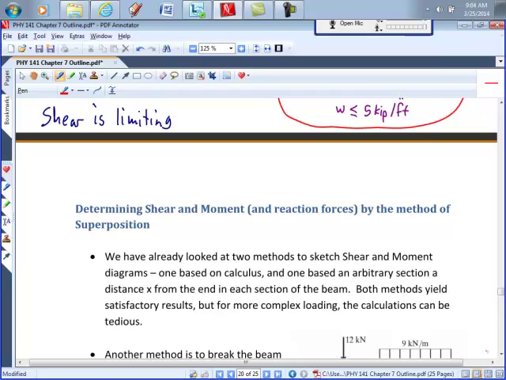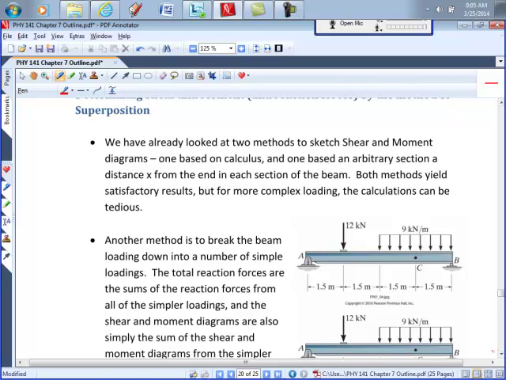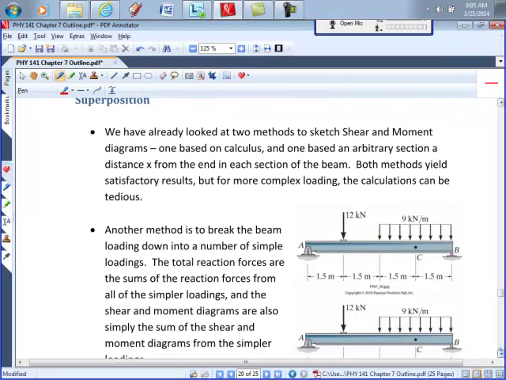So we've already looked at two methods to sketch shear and moment diagrams, one based on calculus and one based on arbitrary section at a distance x from the end in each section of the beam. And both methods yield satisfactory results, but for more complex loading, the calculations can be tedious. Another method is to break the beam loading down into a number of simple loadings. Total reaction forces are the sum of the reaction forces from all of the simpler loadings, and the shear and moment diagrams are also simply the sum. And if you move on to deflections, they are also simply the sum.